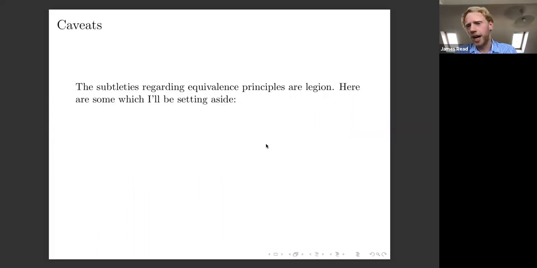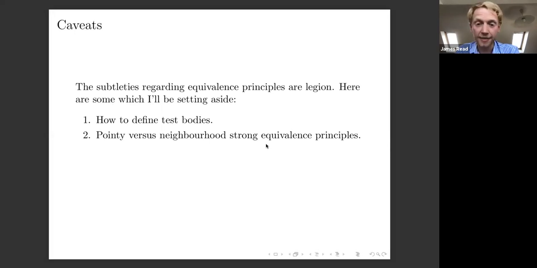Okay. So whenever we're talking about equivalence principles, the subtleties are endless. And so there are some things which I need to set aside at the outset. I could say more about any of these if people would like. So one is how to define test bodies. This is a notoriously difficult issue. Another is between pointy versus neighborhoodly versions of the strong equivalence principle. So just to anticipate, the strong equivalence principle in general relativity says something like the laws of physics are locally special relativistic. But it's easier to make mathematical sense of that at a point in the manifold versus in a neighborhood. And so justifying the neighborhoodly claim turns out to be quite difficult.